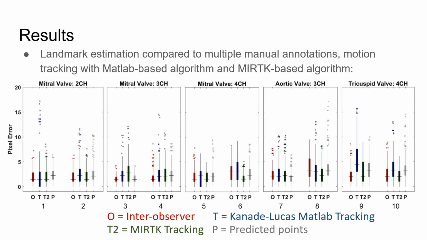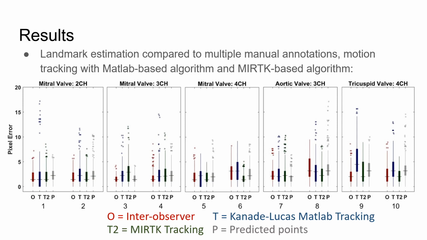We compared our approach to two motion tracking methods, where we start with a manually chosen initial point at end diastole and then track throughout the whole cardiac cycle. We use an algorithm that comes with a MATLAB package and motion tracking with the MIRTK package. We then also compared this against inter-observer variability for those images which we had multiple observations for.